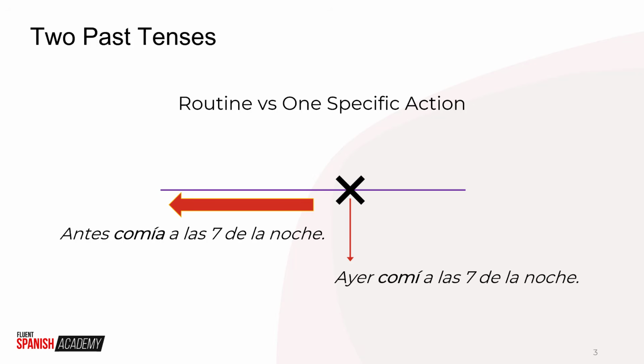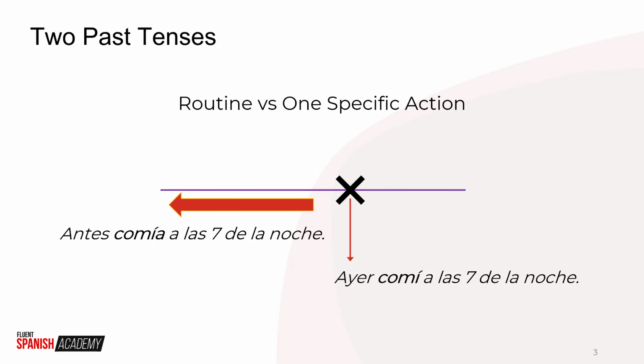Our purple line here is the past. Imagine time passing along this purple line. Here, the X on this purple line is a specific action in the past. So, for example, ayer comí a las 7 de la noche. Yesterday, I ate at 7 o'clock. Now, our thick red arrow here is the routine action, the one that we did on many occasions. Antes comía a las 7 de la noche. So here in this case, you clearly mean to say, I used to eat at 7 o'clock.